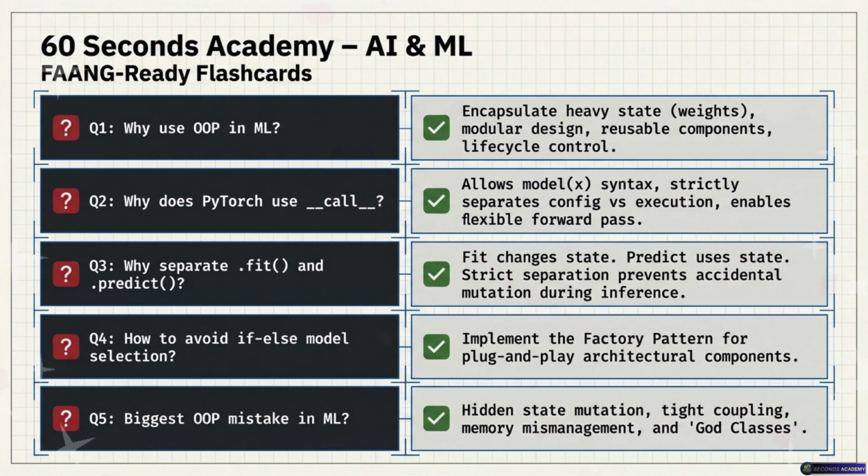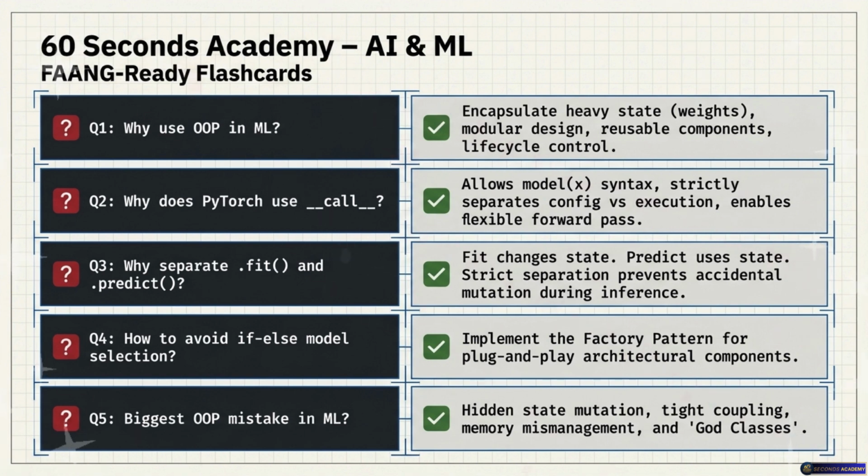Perfect. And if I ask why PyTorch relies so heavily on the __call__ dunder method instead of just putting execution in __init__? You explain that __call__ enables that clean mathematical model(x) syntax. But more importantly, it absolutely separates the one-time configuration of the heavy model from its infinite continuous execution. Okay, question 3. Why separate .fit and .predict? Because fit changes the state, it learns, while predict merely uses that state safely without mutating it.